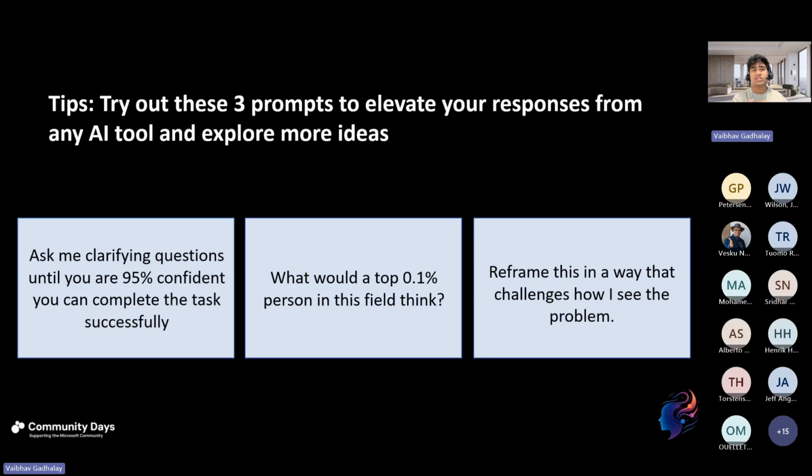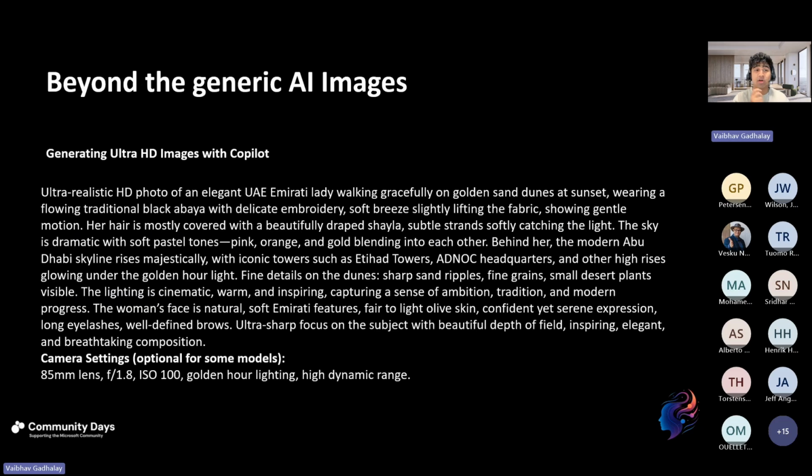Right, so these are the first three, I would say, prompts that we're going to play around with when we jump over to the demos and look at M365 Copilot. Then the second one, or the fourth one in this case, is going to be around image generation, right? I want to talk a little bit about generating images beyond just your generic AI generated images.